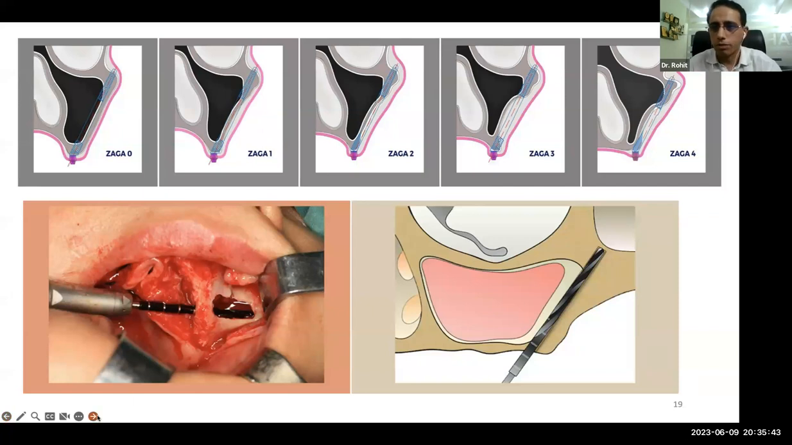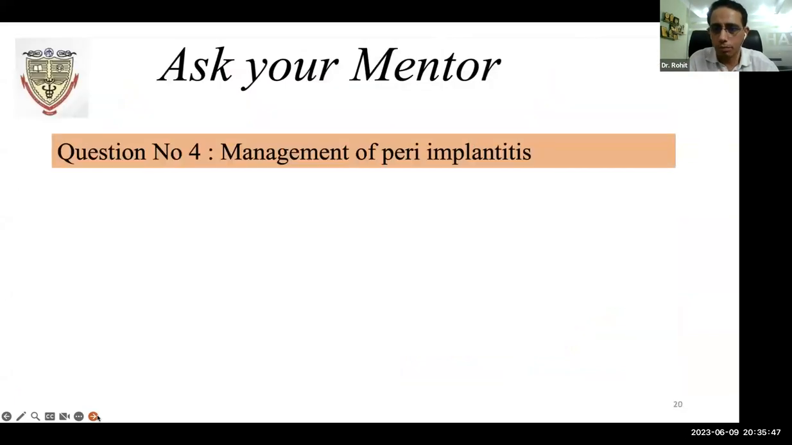I think that's a good discussion for zygomatic. Maybe if you want to take to the next one, we can go to the next thing. Yeah, I don't know how much time we have. We are doing well. I think we have another 10 minutes or so.